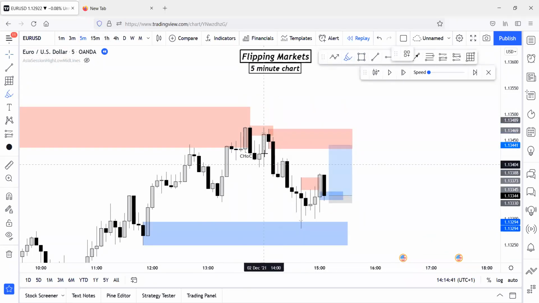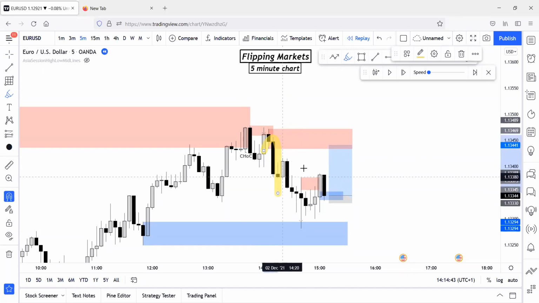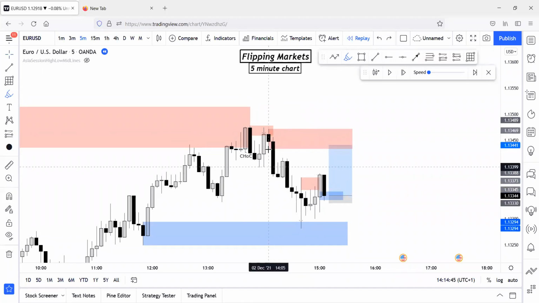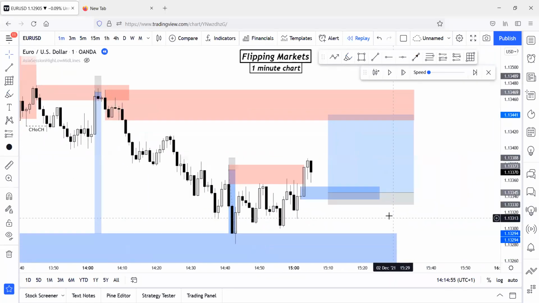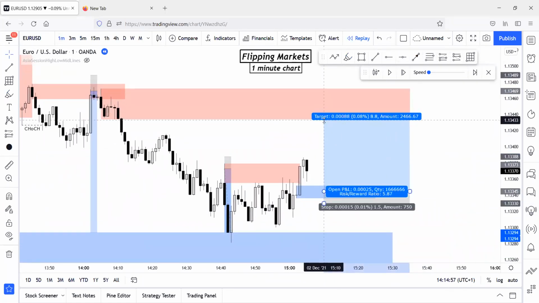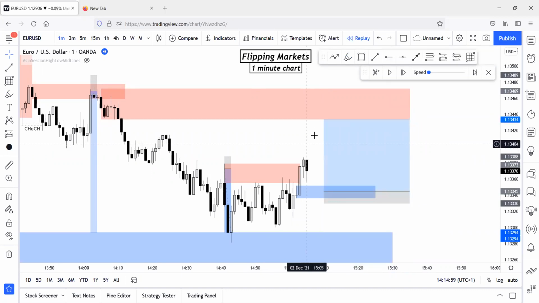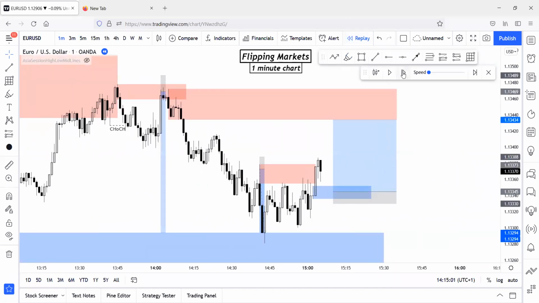As you can see, here came the impulse movement to the market and pushed the price to the downside and changed character here and here. So this will be our overall target. Let's switch back to the 1 minute. So yeah, I just target this zone. Let's see what happens next.